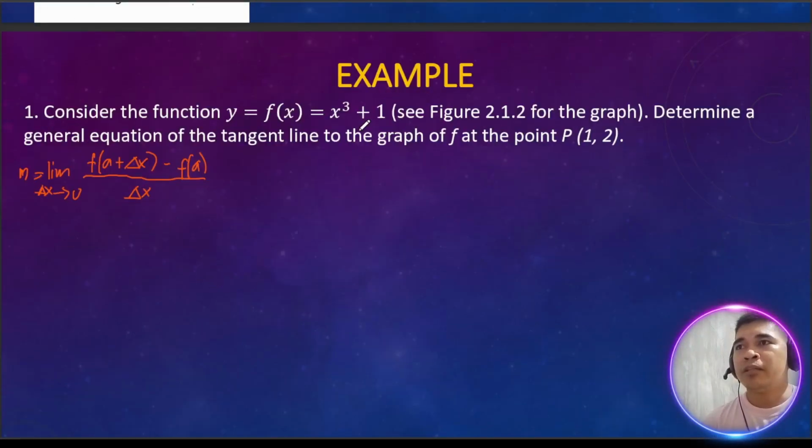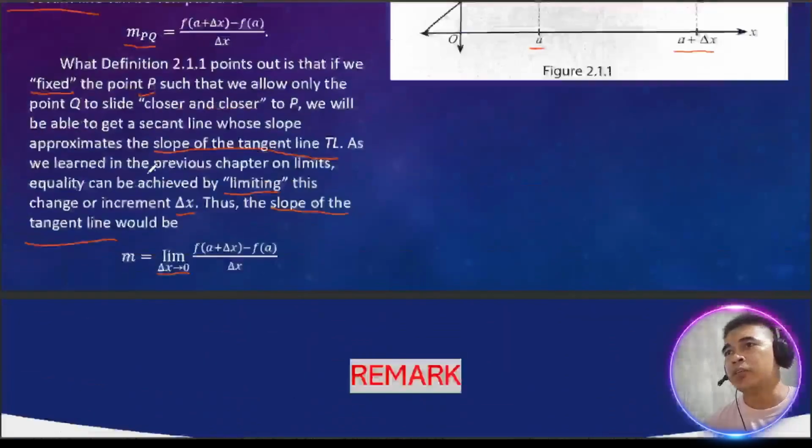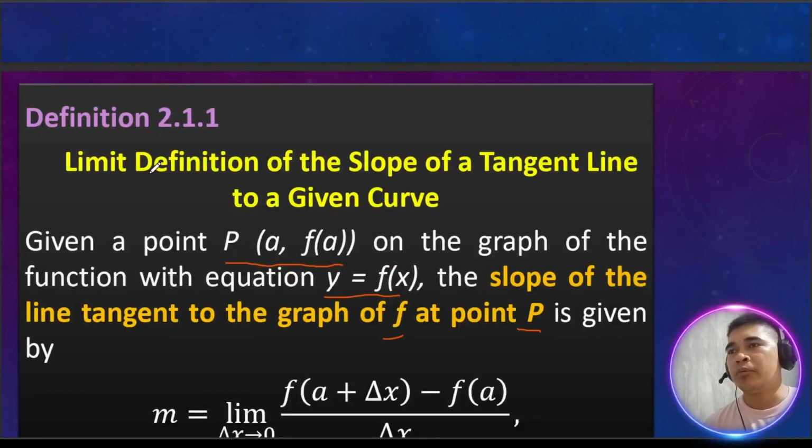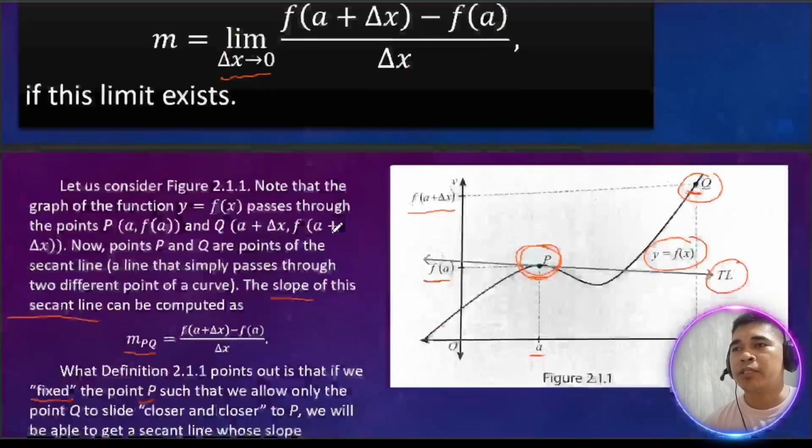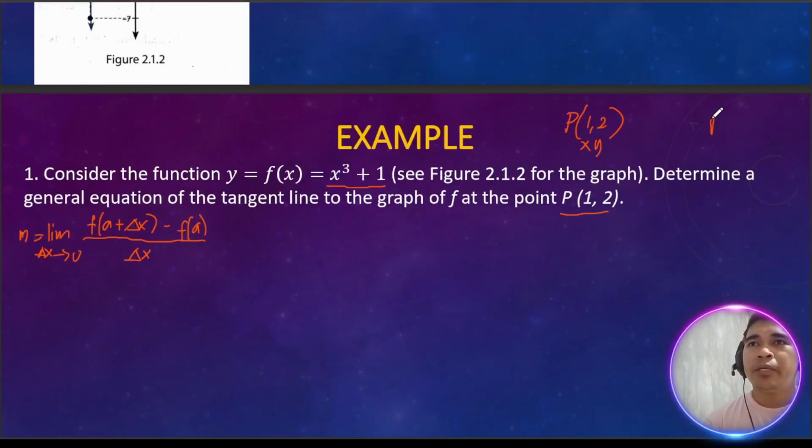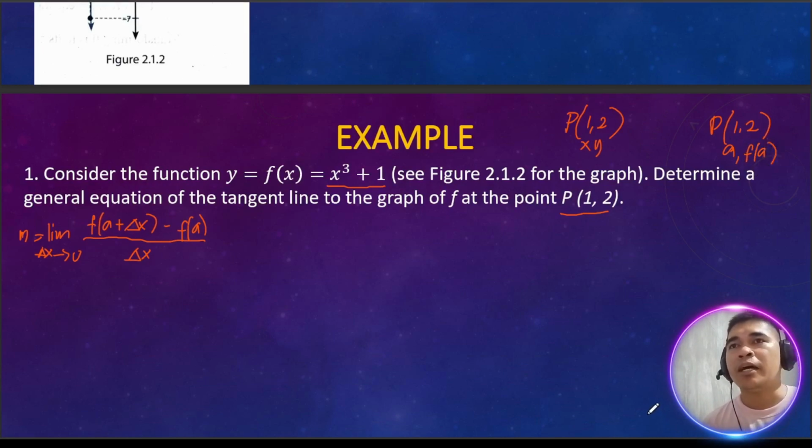We have the given, x cubed plus 1. We will use this, and then the point 1, 2. Remember, at point P, we have 1 and 2. This is our x and this is our y. So the a here, remember in our definition, what is placed here is P, a, then f of a. Point P is 1 and 2: this is our a, and this is our f of a. Okay? Clear? So we only use the definition.